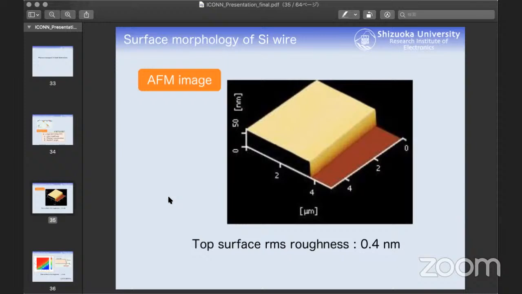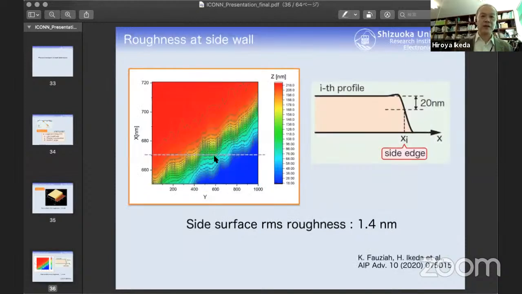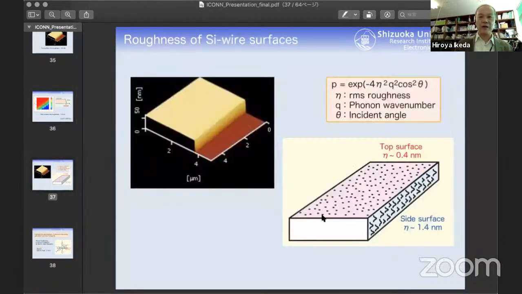Next, we measured the RMS roughness at the wall. We checked the line profiles one by one like this, and checked the RMS roughness on the side surface. It was about 1.4 nanometers. So our sample has a roughness of 0.4 nanometer at the top surface and 1.4 nanometers at the side wall.